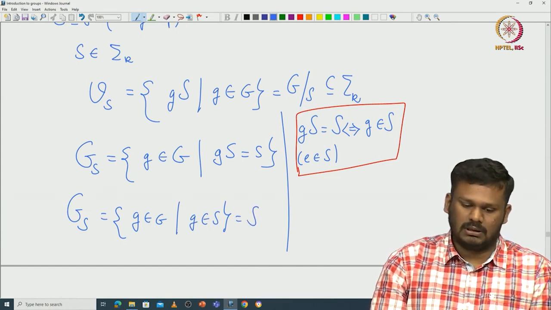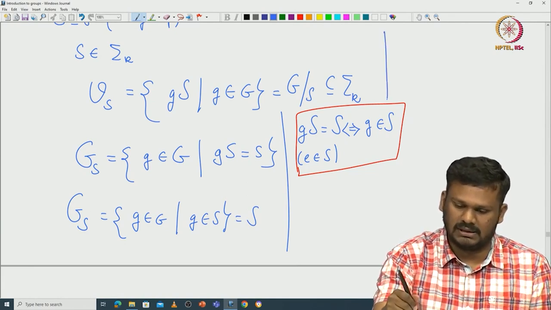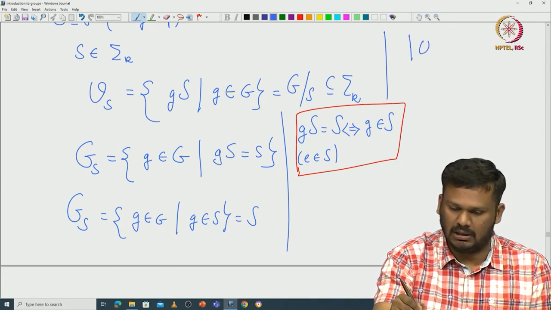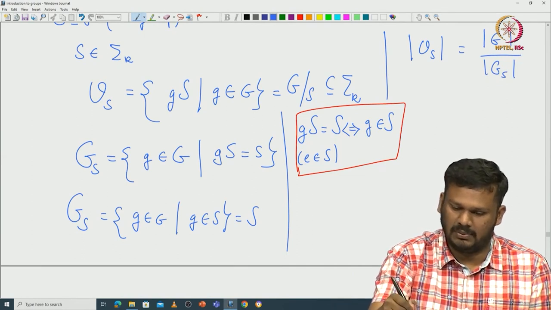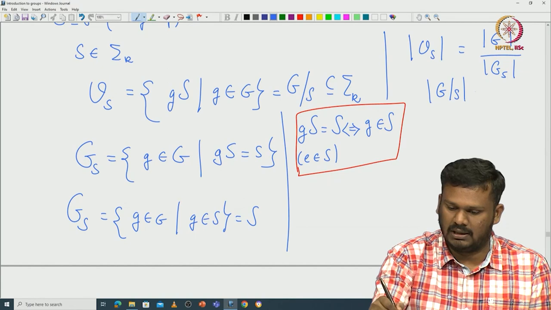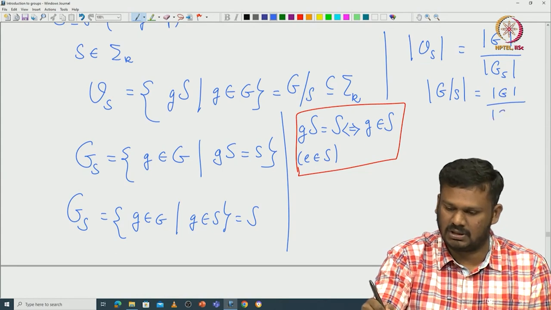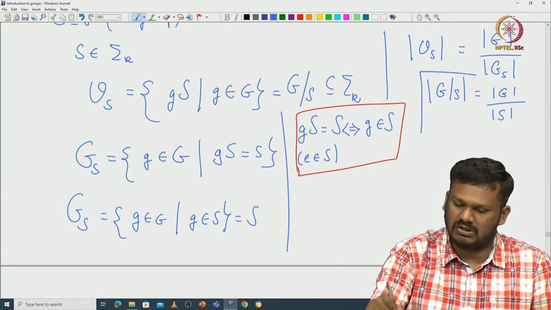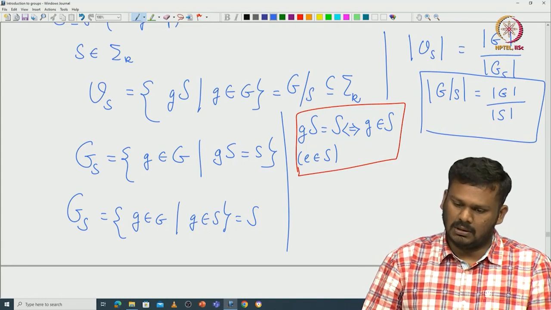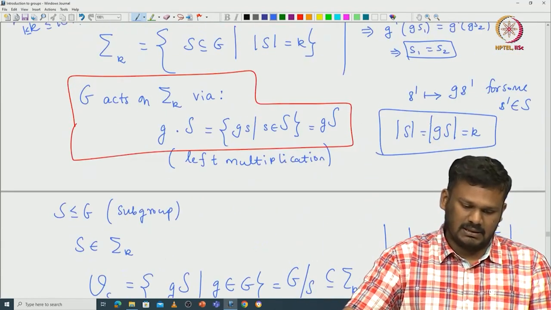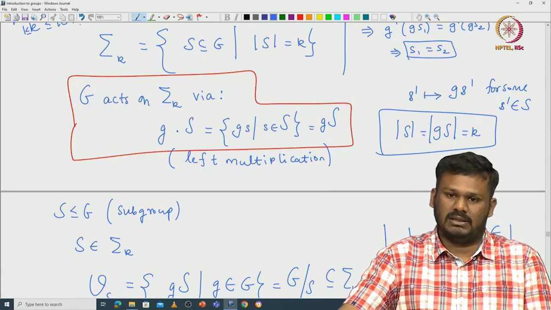Now you can reinterpret the orbit stabilizer theorem as follows. It says the cardinality of the orbit is exactly the cardinality of the group divided by the cardinality of the stabilizer. The cardinality of the orbit is the cardinality of G mod S, and the cardinality of G divided by the cardinality of the stabilizer is the cardinality of G divided by the cardinality of S. So this is actually Lagrange's theorem, which comes for free from the orbit stabilizer theorem. This is a somewhat important action. We will see this kind of action when we prove Sylow's theorem.